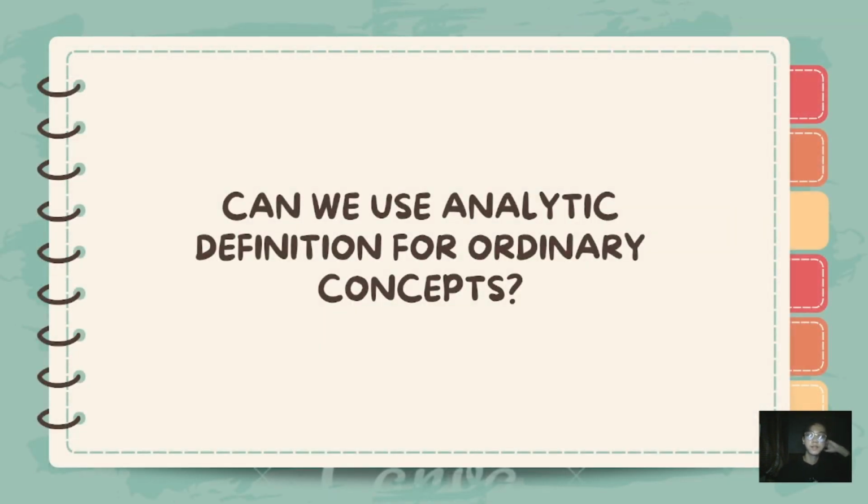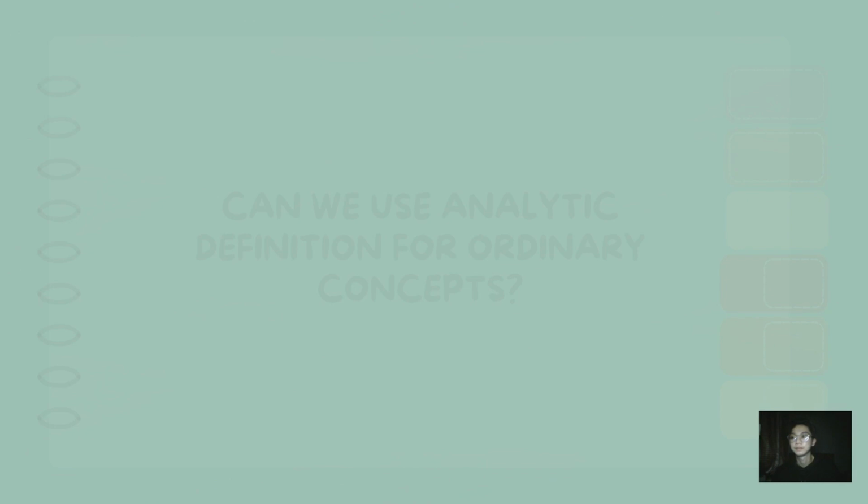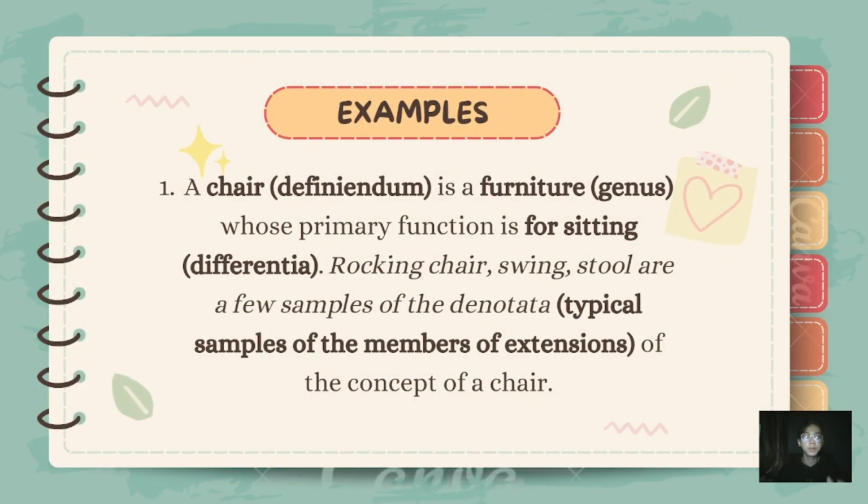So, here it is. Can we use analytic definition for ordinary concepts? The answer is yes, of course. Here we can see that our definiendum, or the term to be defined, is chair. And our definitions, which are genus and differentia, are these. Our genus, or wider concept, is furniture, because a chair is furniture. And the differentia, or specific trait of a chair, is for sitting. And lastly, the denotata, or the members of the definiendum, are rocking chairs, swings, and stools. So, that is our first example.